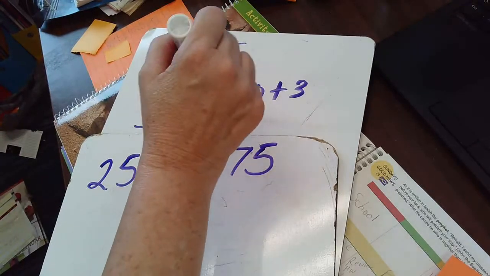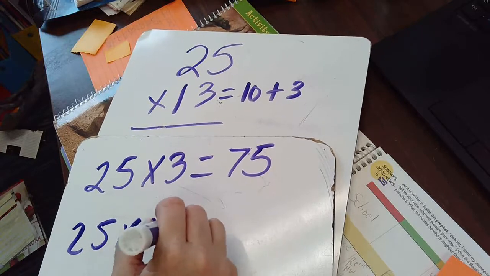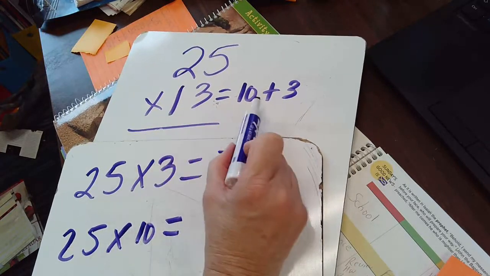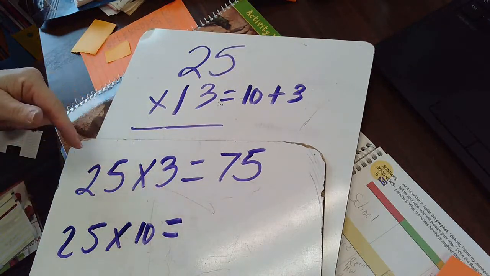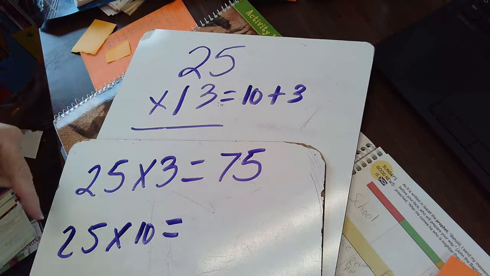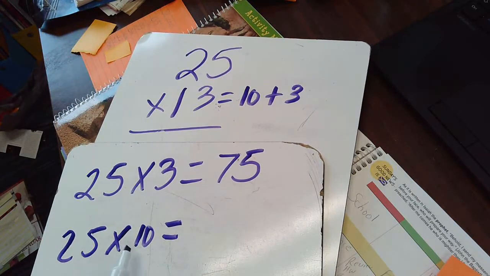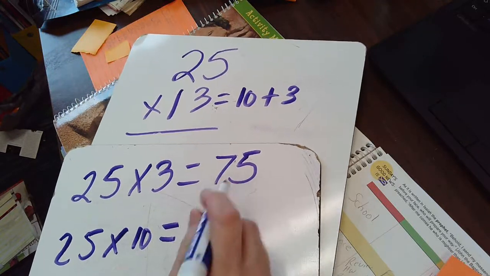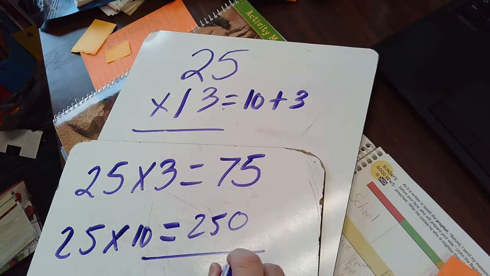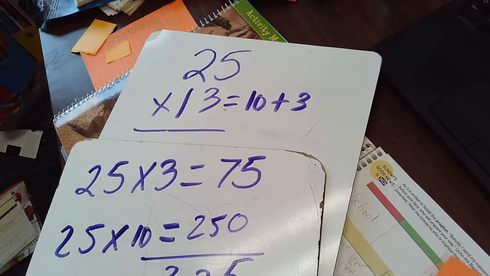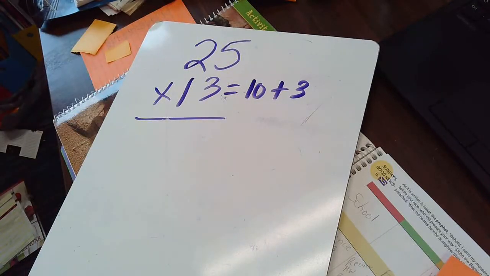And then you're doing 25 times 10, because 13 is 10 plus 3. So there's your 10 and your 3. It's 25 times 3, and then 25 times the 10. If you remember how to do this, 25 times 1 is 25, and then you add your 0. Then, of course, we add those two things together, and we get 325. Okay, so we'll set this aside for now.